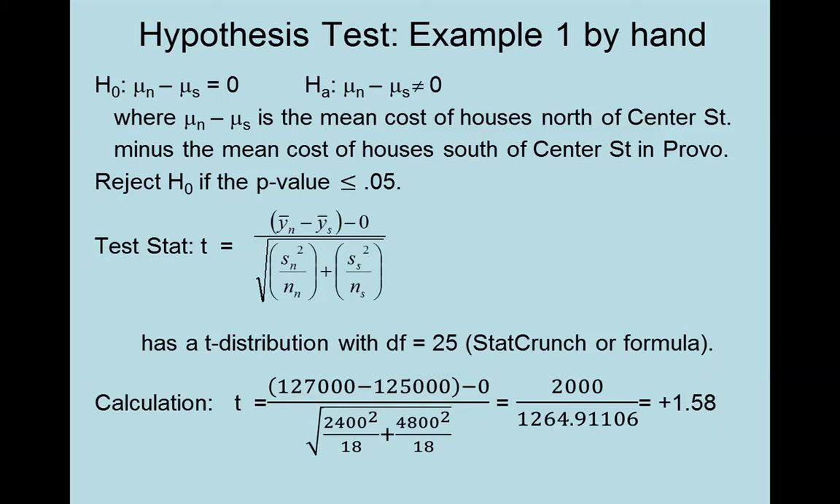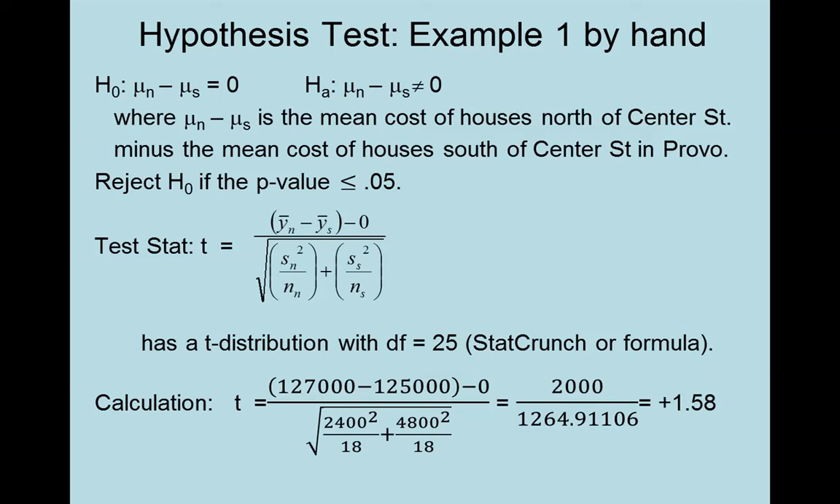So it's the S_n squared over n sub n, that's the north standard deviation squared over the sample size, plus S sub s squared over n sub s, so that's the south region stuff. So that is the standard deviation of the prices in the south squared over the sample size of 18. And this is going to have a t-distribution which we were told to assume has 25 degrees of freedom.